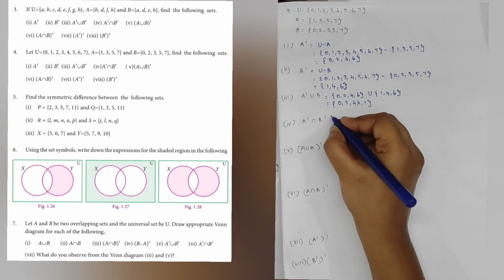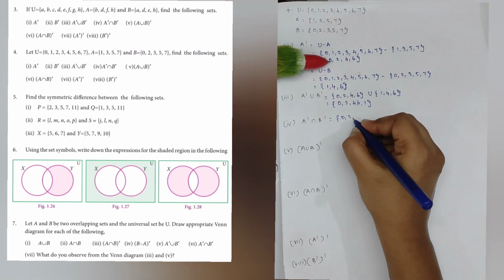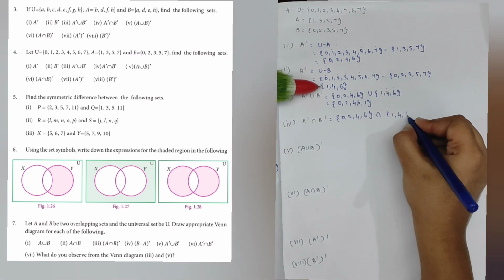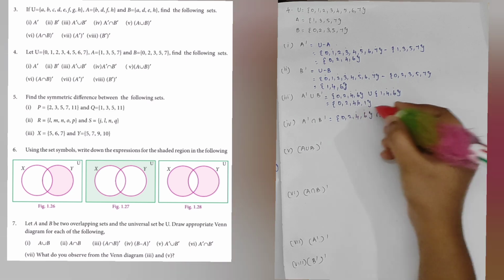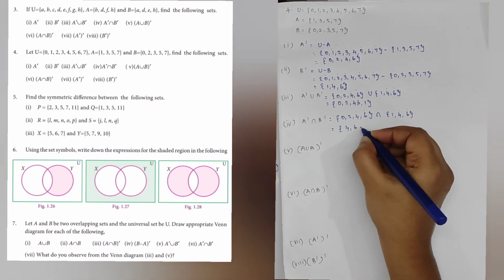Okay. Now similarly do it for A complement intersection B complement: 0, 2, 4, 6 intersection 1, 4, 6. Now mark the common elements. Now list out only the common elements, that is 4, 6.